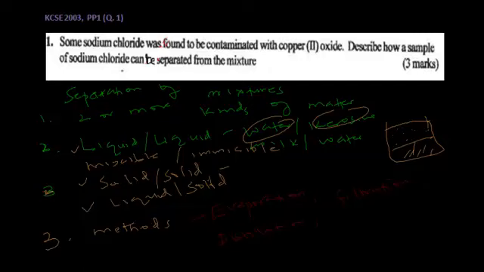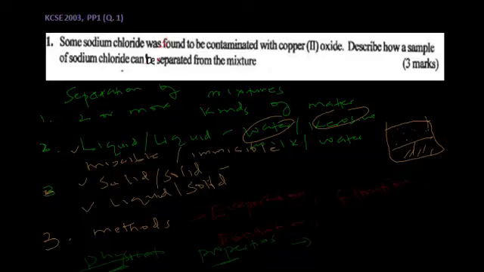Now what determines the method of separating a mixture? What is the most important thing when you're looking at how to separate a mixture? The most important thing is to know the physical properties of the components in a mixture. So what are the physical properties of these components that are in a mixture? This is the most important thing that you need to know.